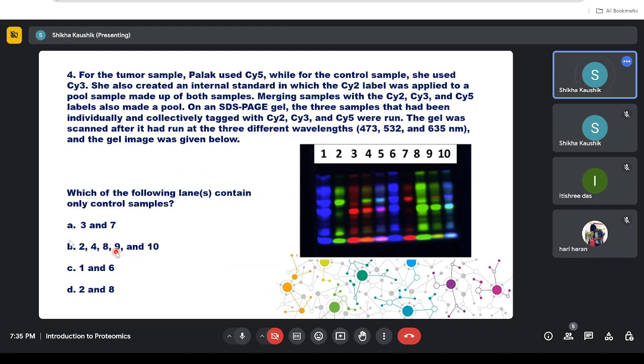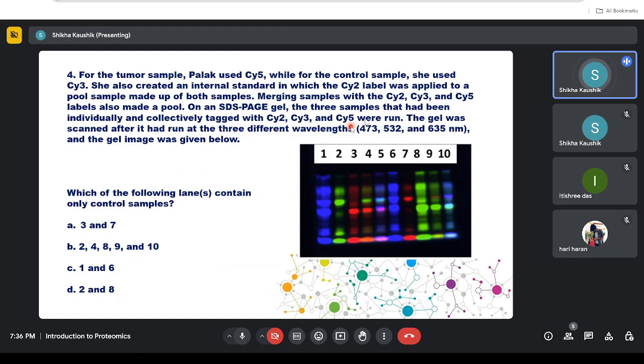Then further it is given that merging sample with CY2, 3 and 5 label also made a pool. अगर आप इन तीनों को भी मूल कर दोगे इसका भी एक pool बनाया उसने. On the SDS gel, the three samples that have been individually and collectively tagged with CY2, CY3, CY5 were run. Only these three samples were run. The gel was scanned after it had run at three different wavelengths, 473, 532 and 635 nanometer, and the gel image was given below. So this is the gel image. उन्होंने pooled डाला, उन्होंने control डाला और उन्होंने tumor डाला.